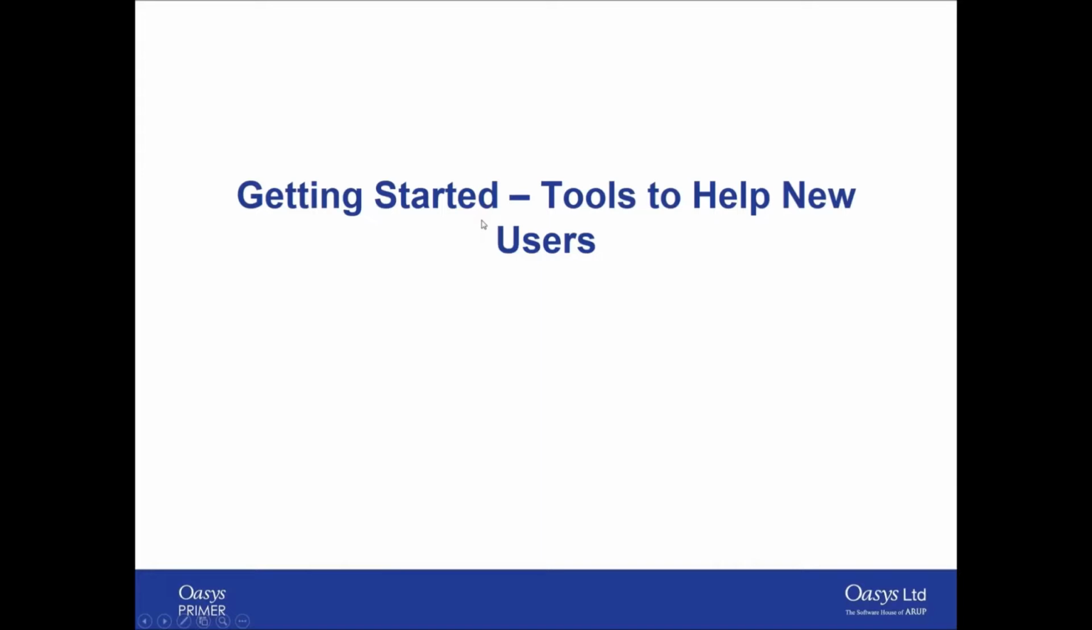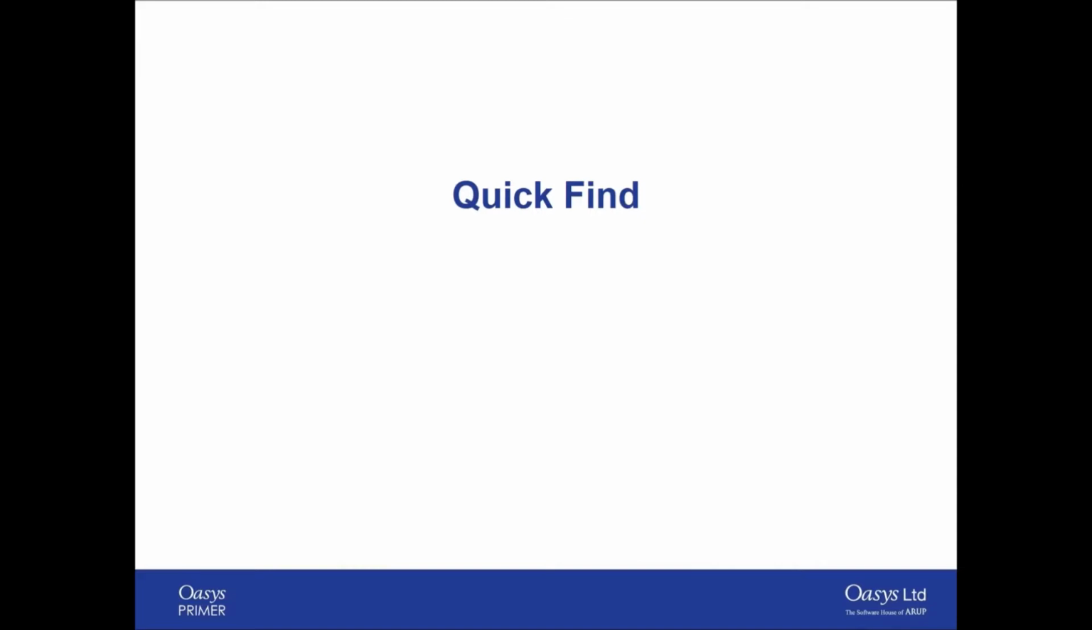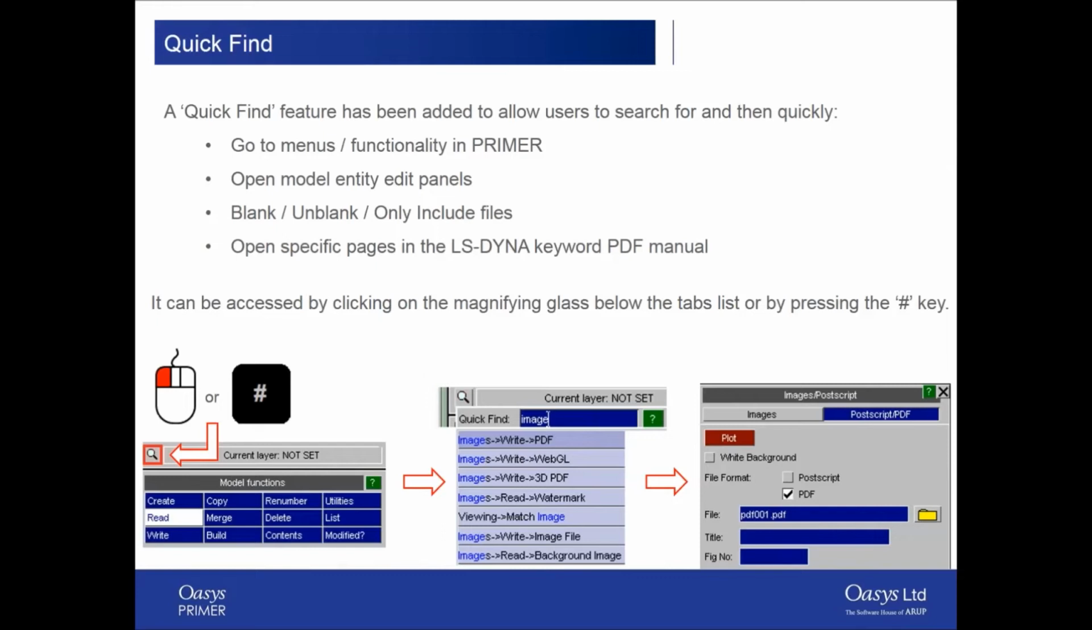So the first thing I'm going to talk about is some tools to help new users or maybe some experienced users find some features that they didn't know was in Primer. So the first thing to talk about is Quick Find. Quick Find is something that we've added in that allows you to search for and quickly find menus and functionality in Primer. Also allows you to open specific entity panels quite quickly. It allows you to do other things like blank, unblank, and only include files. And it allows you to open specific pages in the LS-DYNA keyword manual as well.